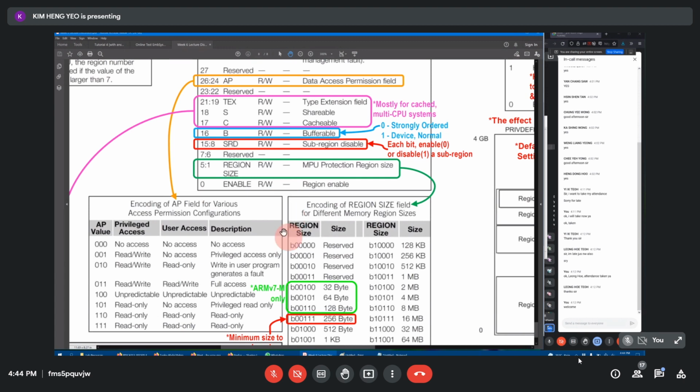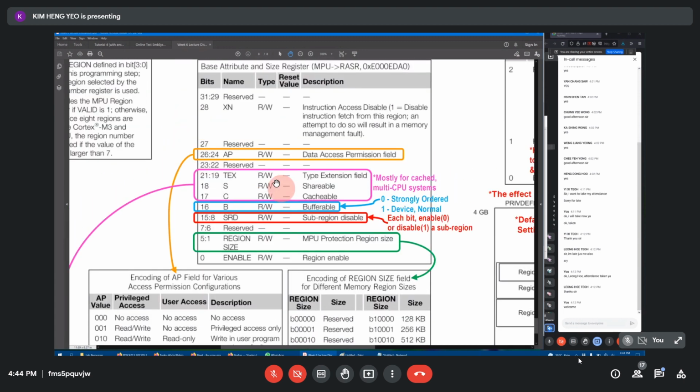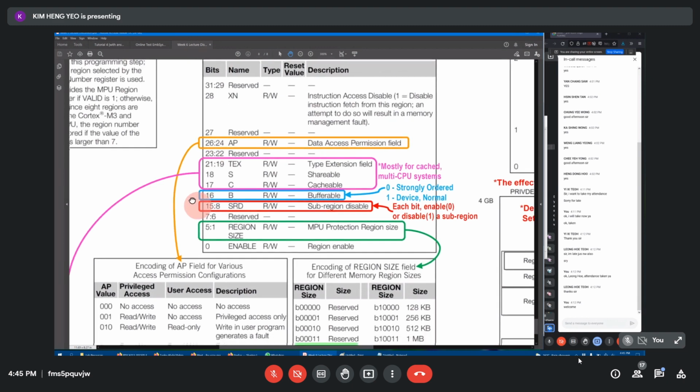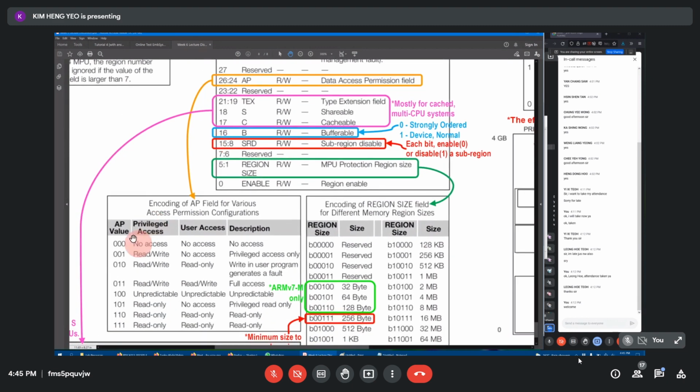All right, the access permission starts from bit 24, so I need to left shift by 24. What's the value? 24, 25, 26, so there are 3 bits here. What do I want? I want unprivileged read only.